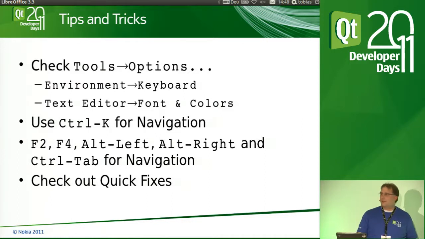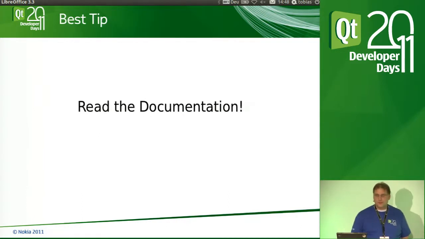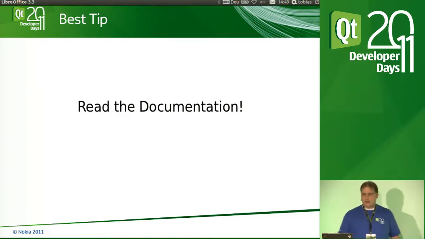Use Ctrl-K. It took me a while to get used to, but it's really the best thing we have in Creator. Use F2, F4, Alt-Left, Alt-Right to go back and forth for navigation, and check out the quick fixes. And the best tip yet, read the documentation. It's really great. Seriously, I try to read it every release just to make sure it's still up to date, and so far I learned something new each time I read it. So I really recommend reading that.